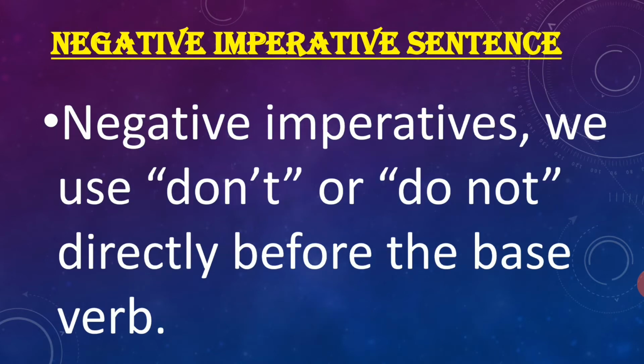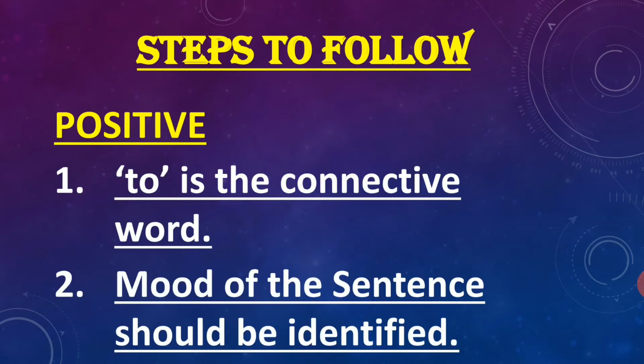So the next one is a negative imperative sentence. In negative imperatives, we use don't or do not directly before the base verb. So in negative imperative sentences, we use don't or do not.